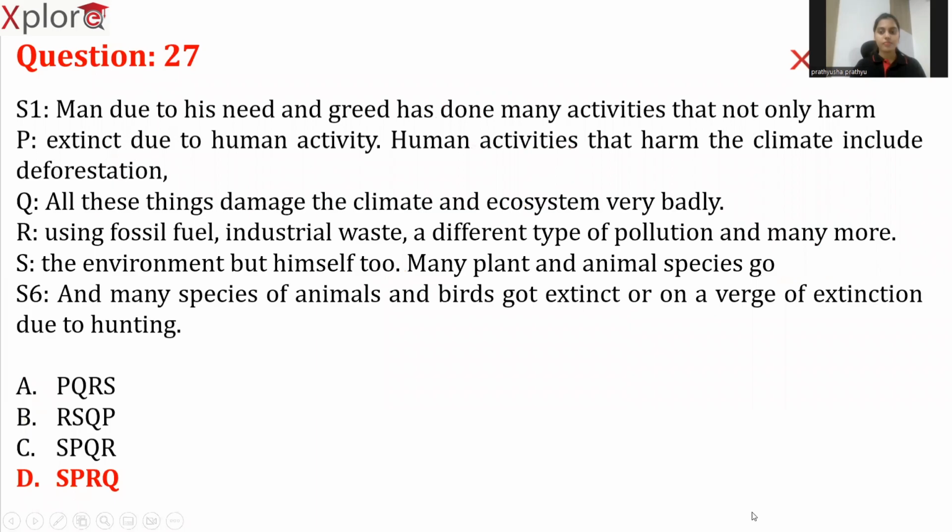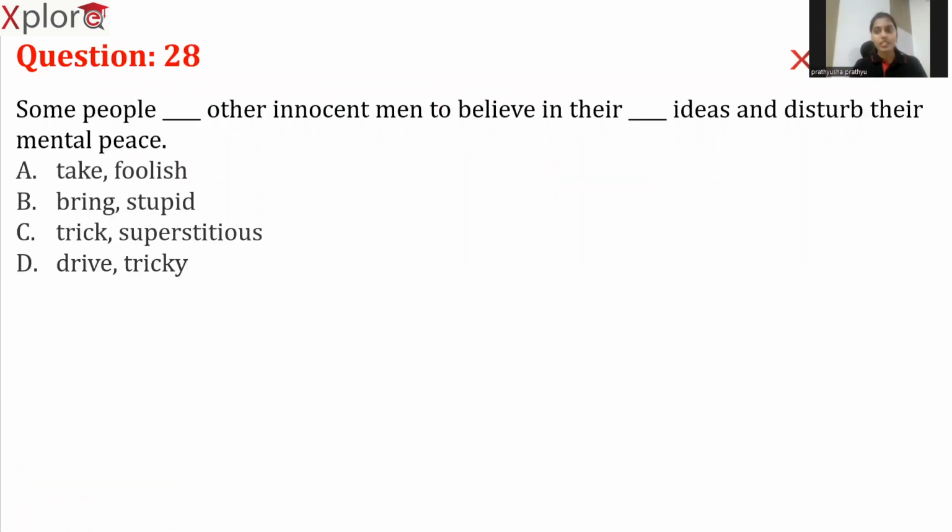Some people blank other innocent men to believe in their blank ideas and disturb their mental peace. So what are you saying here? Some people. Okay, now we need to understand the context first. Some people do something to the innocent men to believe in their ideas and disturb their mental peace. So I'm doing something to you in order to make you believe in my ideas. And what kind of ideas do I have? That's what we need to find out by referring to the options. Now see here, foolish ideas, stupid ideas, superstitious ideas, or tricky ideas. What kind of ideas do I have?